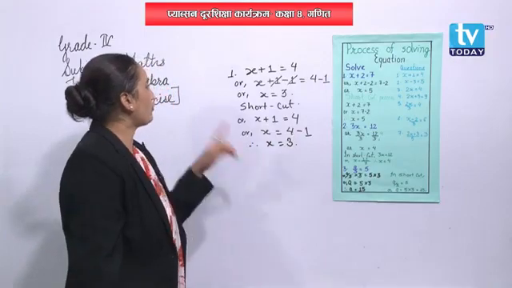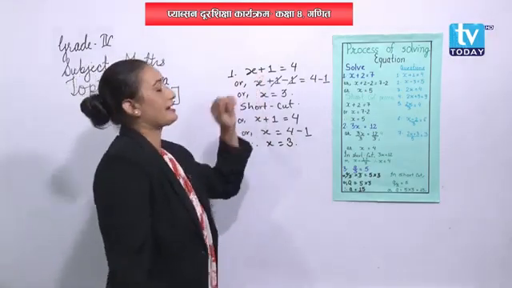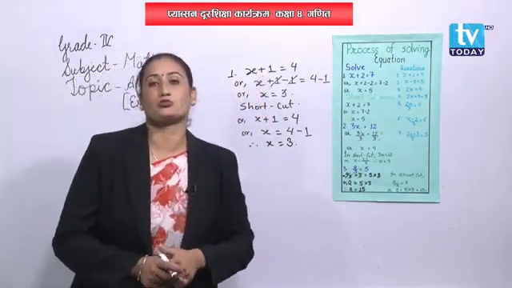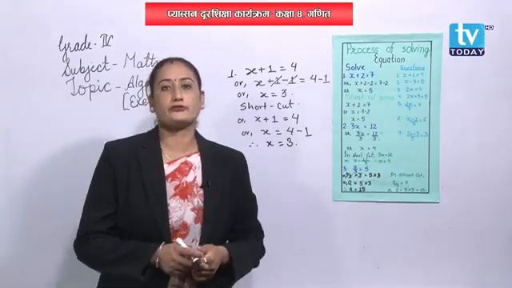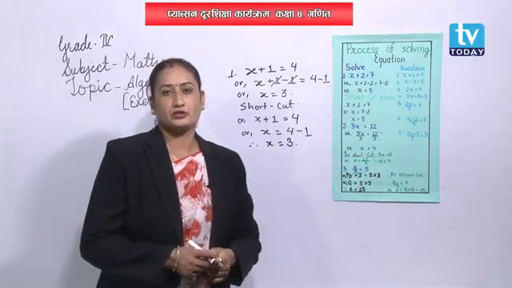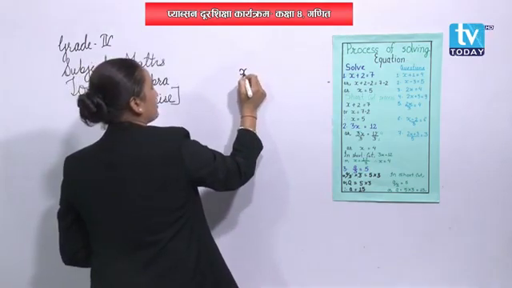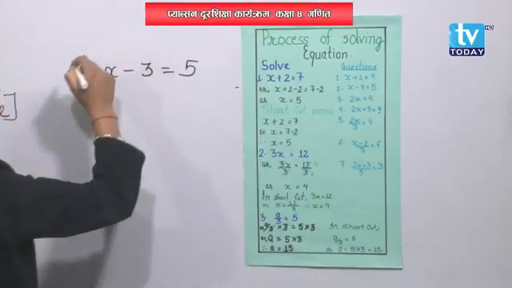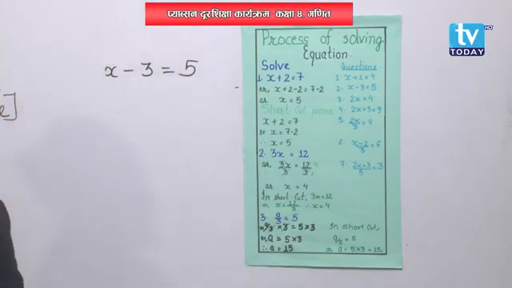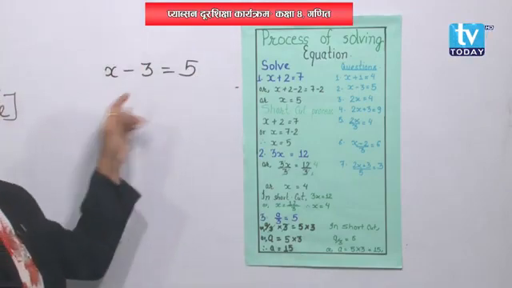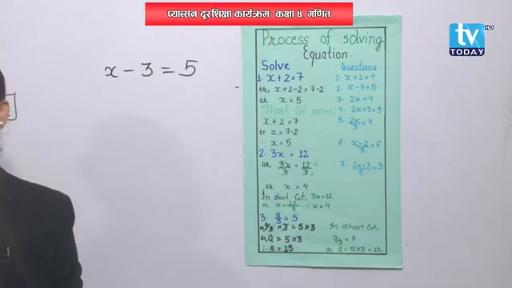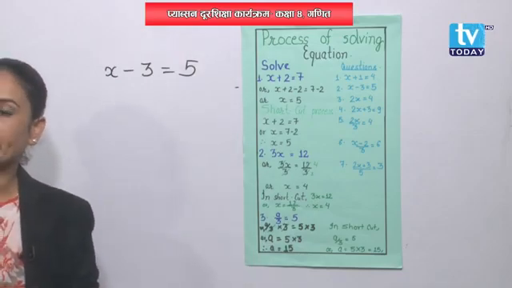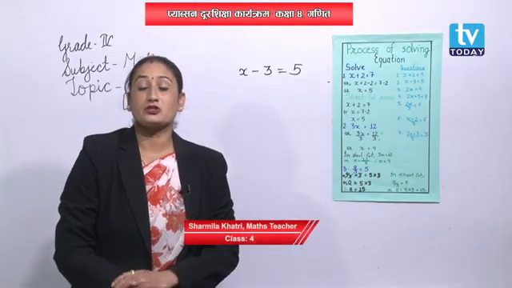Okay, same here. What will happen if there is a minus sign in front of the 1? I have the next question for you. So, ready? Okay students, have a look. X minus 3 is 5, right? So in the previous question there is a plus sign. Now, here there is the minus sign. So, what to do?